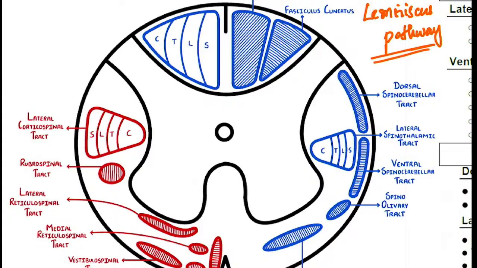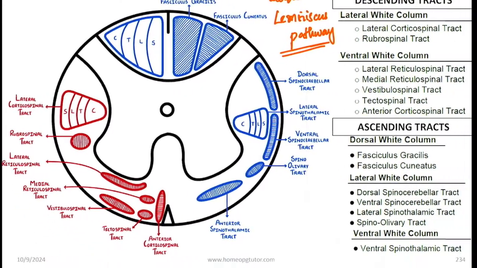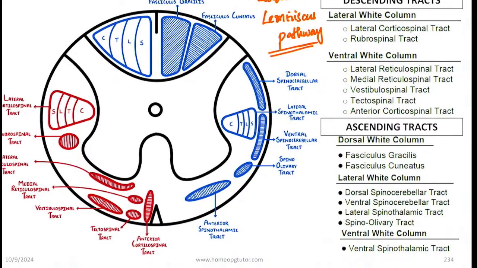Apart from that, the other ascending tracts are the dorsal spinocerebellar tract, the ventral spinocerebellar tract, the lateral spinocerebellar tract, as well as the spino-olivary tract. All of these are found in the lateral column, the lateral white column.